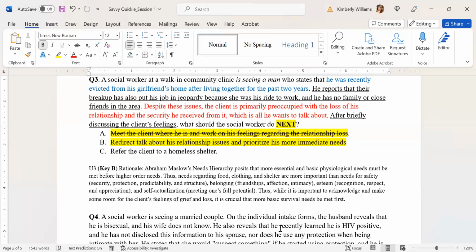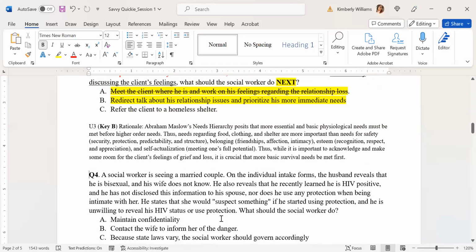So you would probably, since you've already discussed his feelings, now say, okay, so now let's talk about your plans for housing. Do you have any other options, or do you want to look into some options for that, and maybe some transportation to get to work? So you can subtly change the subject. That is redirecting as well, instead of just saying, hey, let's talk about something else. Okay, thank you. You're welcome.